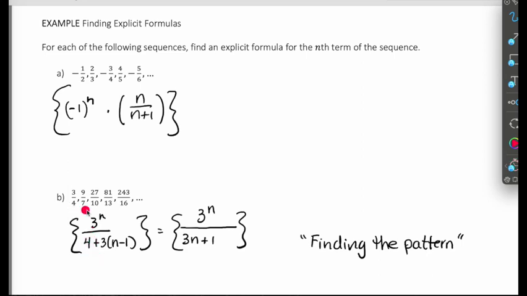And then my common difference is 3. That's what I keep increasing by. That's 3. And then I have to multiply by n minus 1. And I can rewrite it if I want by distributing the 3. And if I do that, I get 3n plus 1.